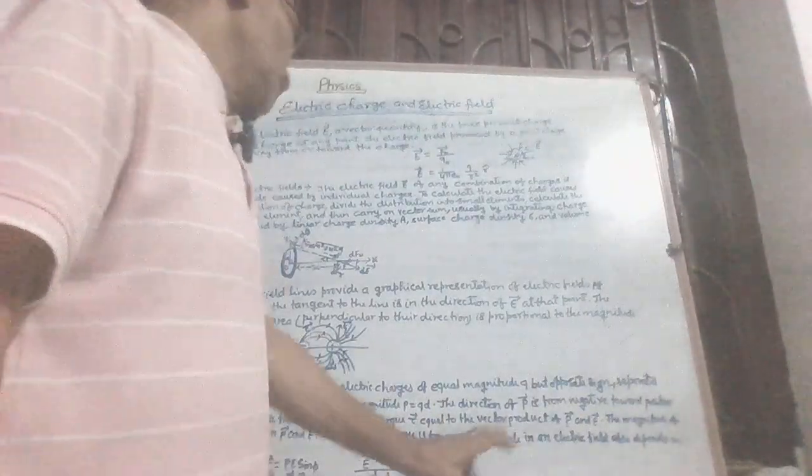An electric dipole in an electric field E experiences a torque tau equal to the vector product of P and E. The magnitude of the torque depends on the angle phi between P and E. The potential energy U for an electric dipole in an electric field also depends on the relative orientation of P and E. Tau equals P sin phi, tau equals P cross E, and potential energy U equals minus P dot E.